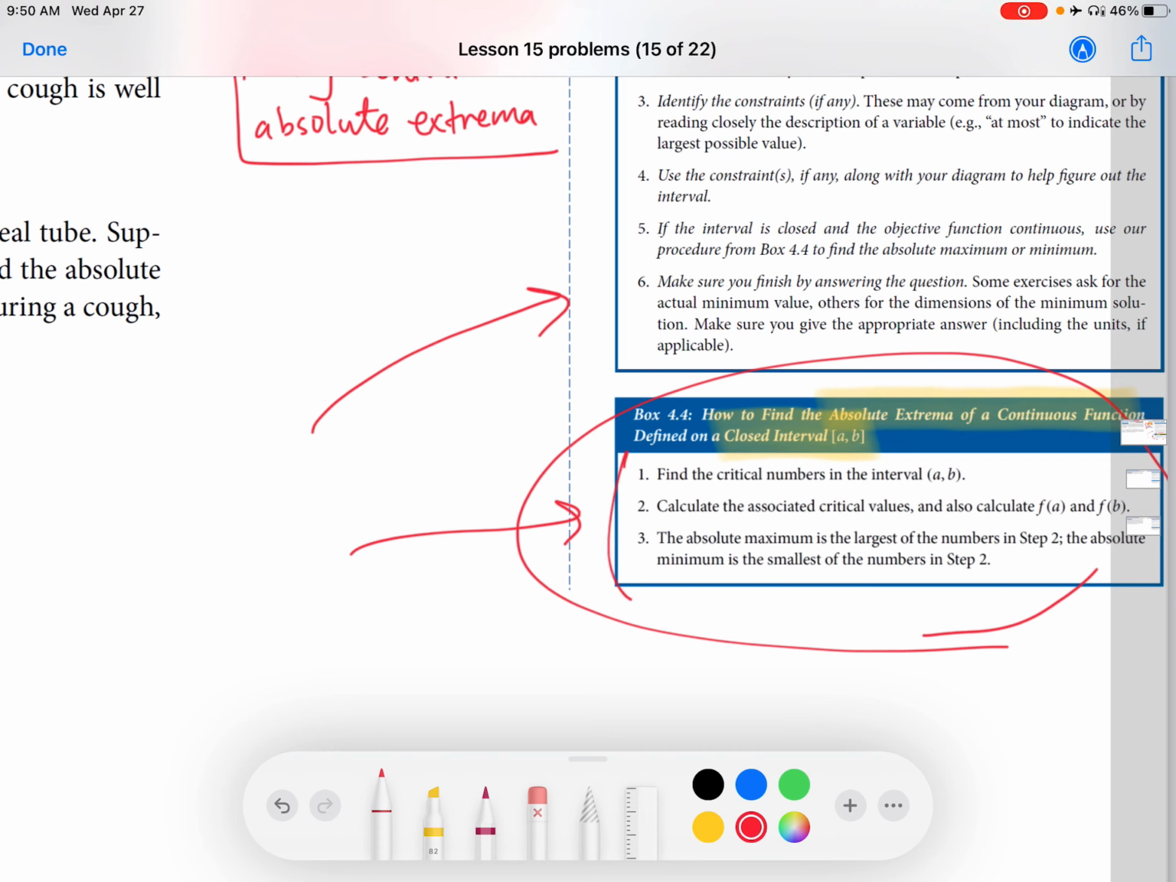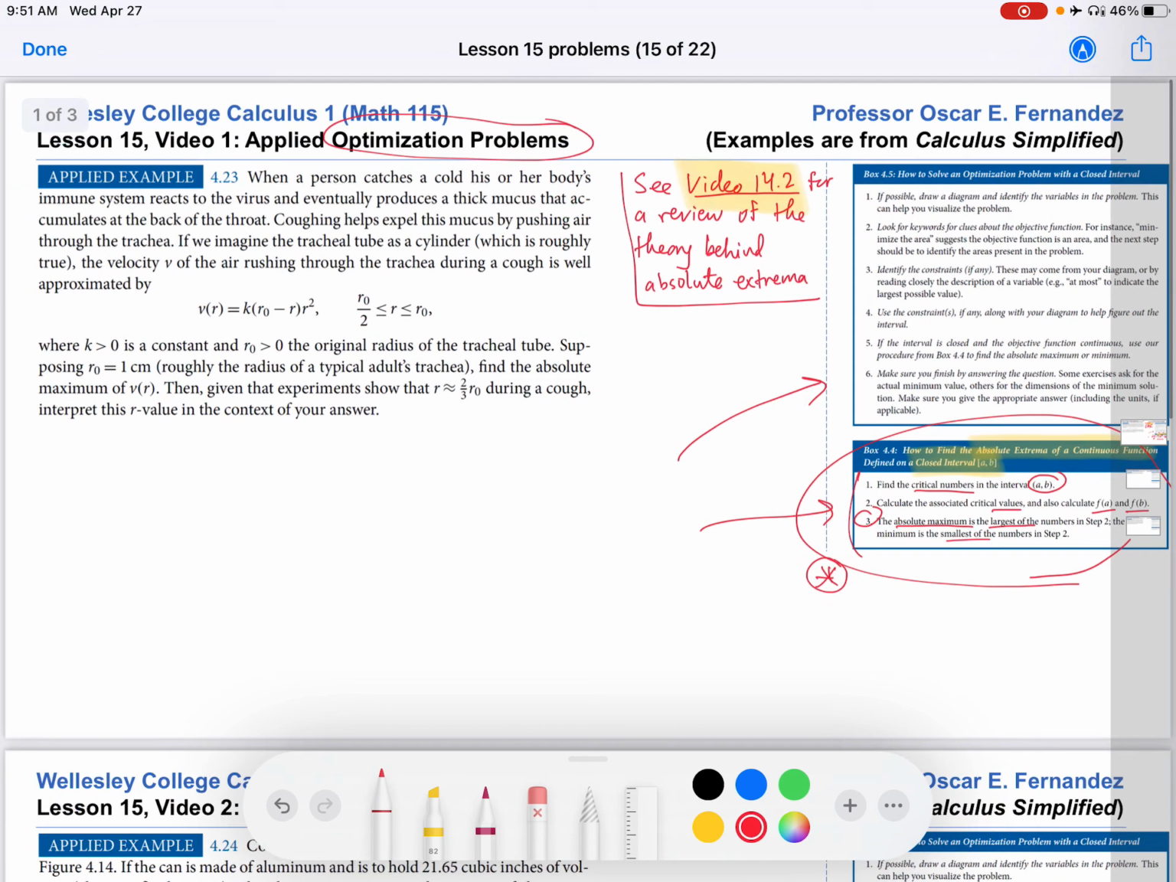You see that there's 3 steps here. The first is find the critical numbers on the interior of the interval, in other words, exclude the endpoints. Calculate the critical values. Remember, that's when you substitute those critical numbers into the function to get the y values. And then also calculate the y values at the endpoints. And then number 3, compare those numbers. The absolute maximum is the largest of those numbers, and the absolute minimum is the smallest. This is the procedure we're going to use in this example because, as you'll see in a minute, the information that we're given basically gives us everything we need for that procedure I just talked about.